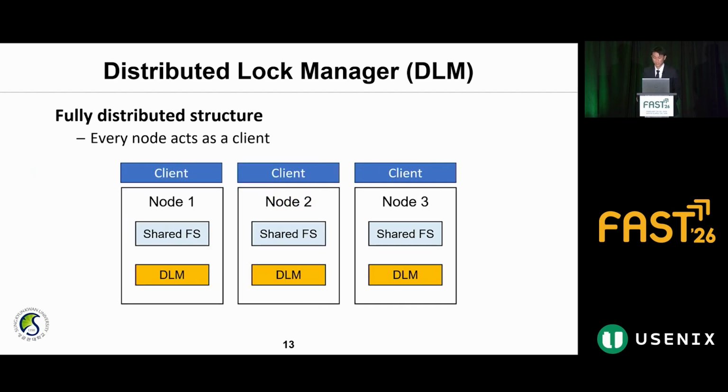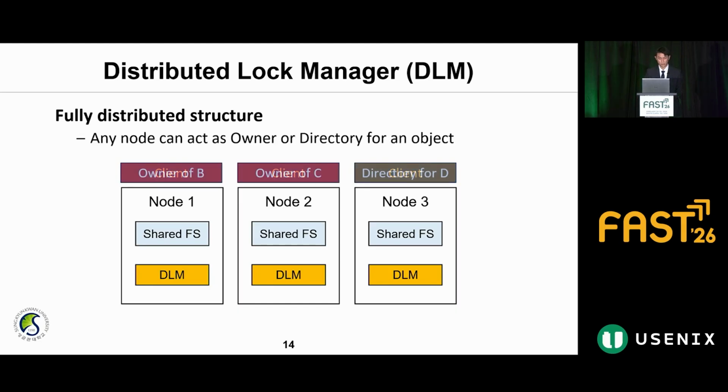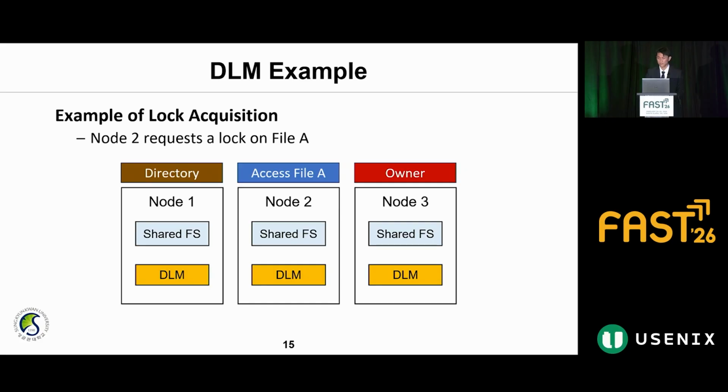This DLM is a fully distributed structure, so every node is a client. But at the same time, any node can act as owner or directory for some object. So let's see an example. In this example, node 2 is accessing file A, so it requests a lock for file A. And let's assume that node 3 is the current owner, and node 1 is the directory node for file A.